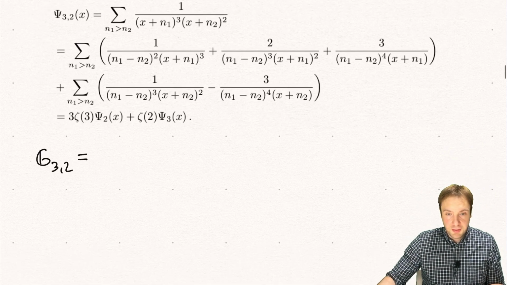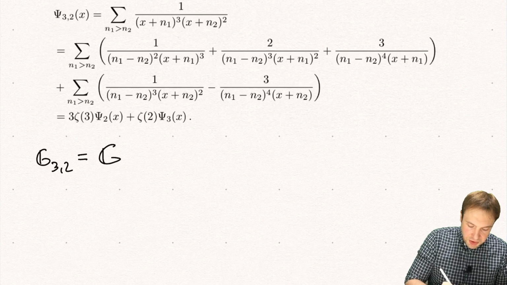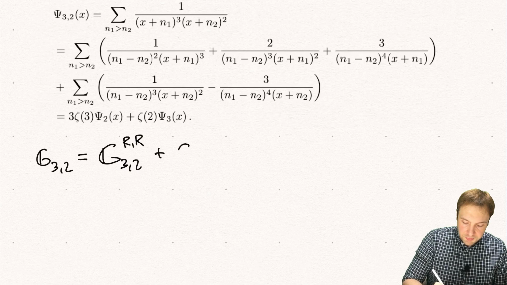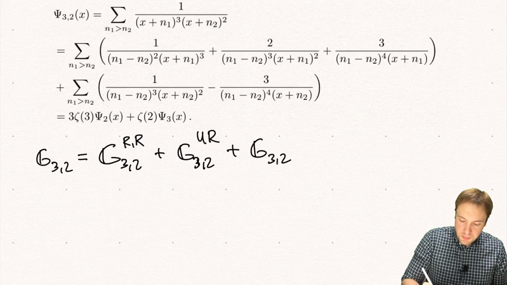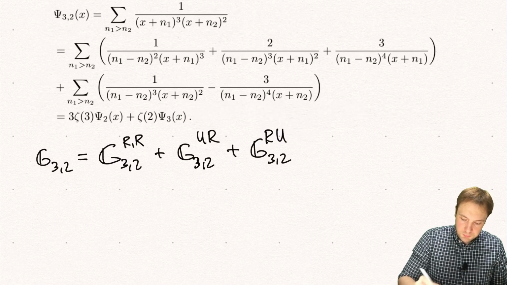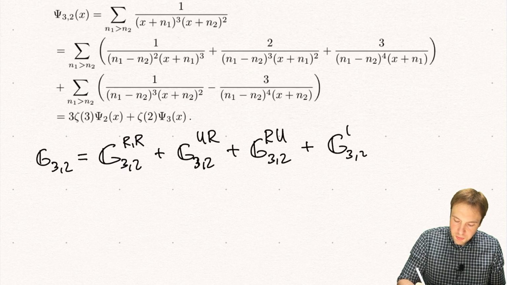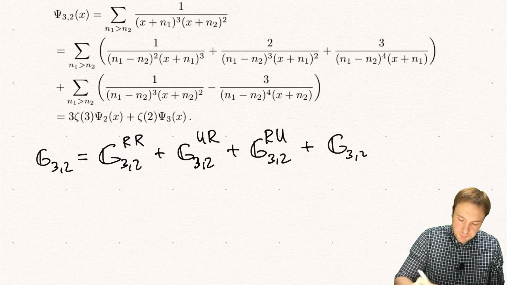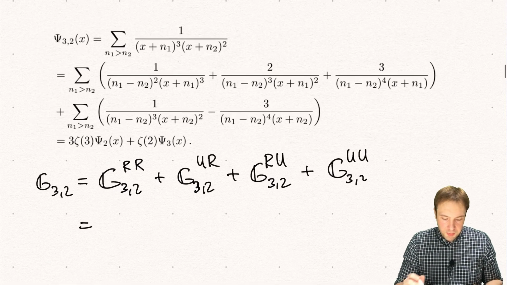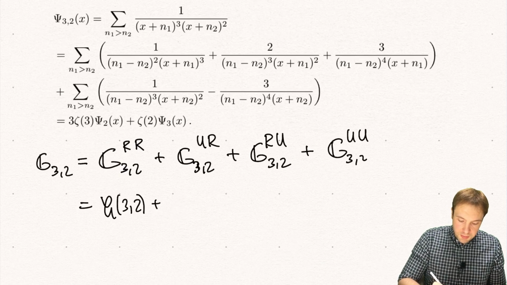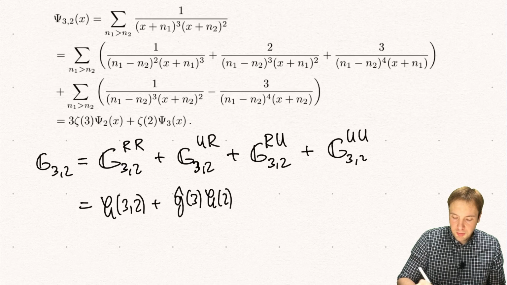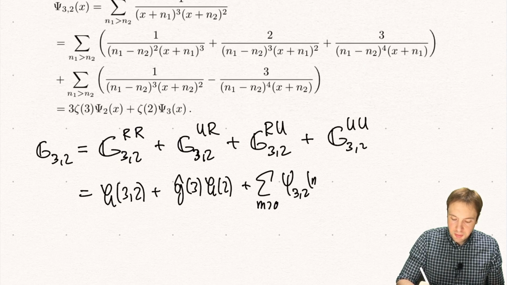So again, let's do here the case G32. So recall this is then G32RR plus G32UR plus G32RU plus G32UU, without a comma here. So the first gives zeta 32. Then here this is g hat 3 zeta 2. Plus, and here we have the sum over m greater than 0 of psi 32 m tau, plus, and the last term here gives g hat 32.